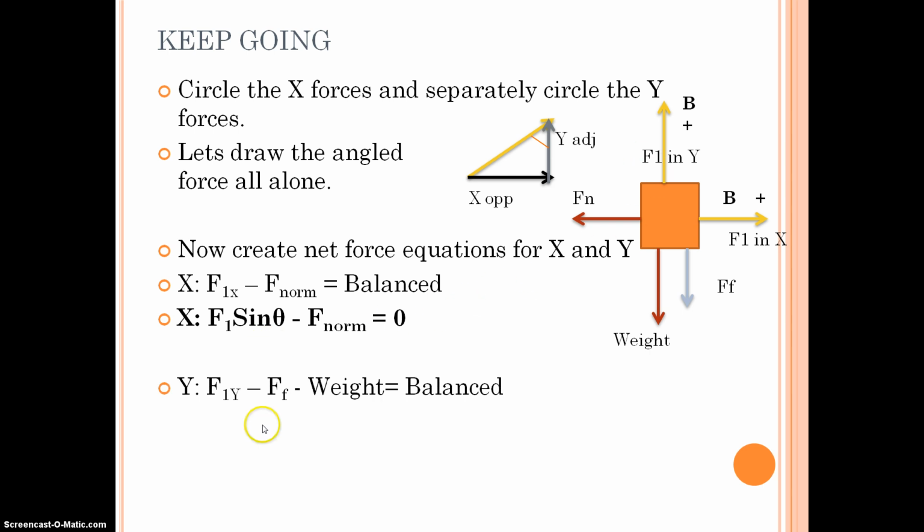For the y's, three forces, one positive, two negatives. That's why there's two negatives or two subtraction signs here. In this case, the y was adjacent, so I'm going to have F1 cosine theta. The force of friction is mu times the normal force, and the weight is mg, and again, they're balanced, which equals 0. So without any numbers, I've now created equations I could solve, theoretically, for any value.